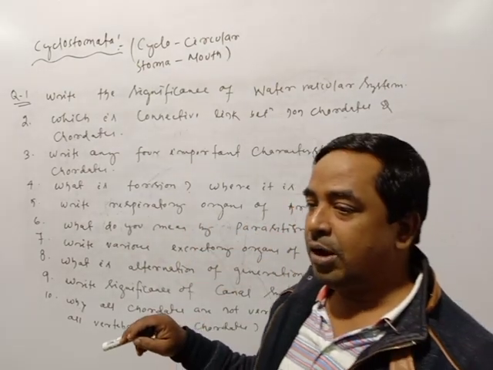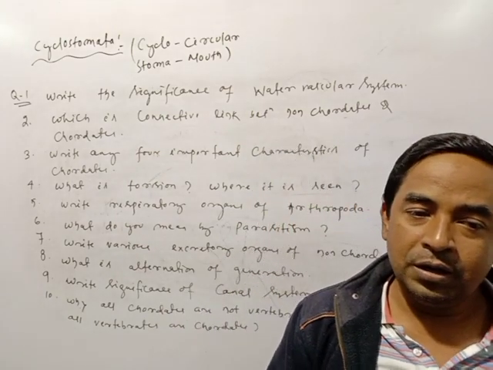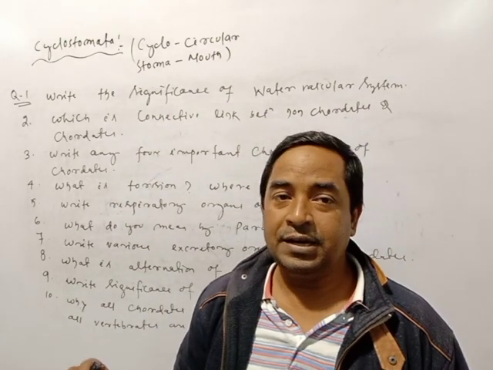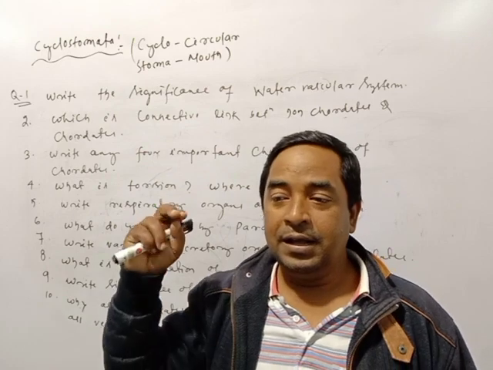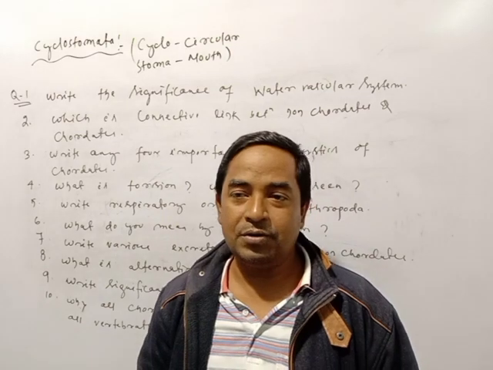Write the respiratory organs of arthropoda. So here you have to write gills, book gill, book lung, lungs, etc., and the respective organisms where these organs are seen.